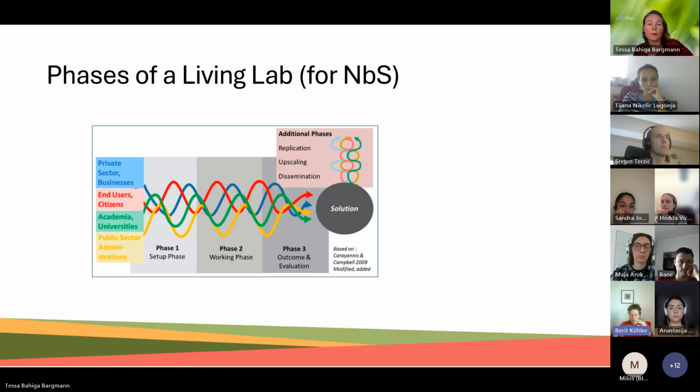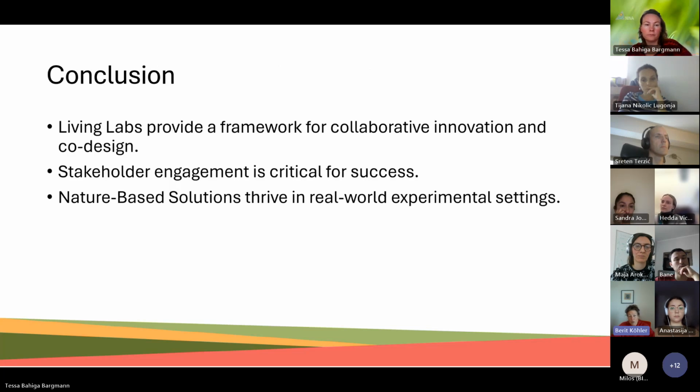And you see the desired intermingling of the different stakeholders throughout the different phases of a living lab. Good. Can we go to the conclusions?